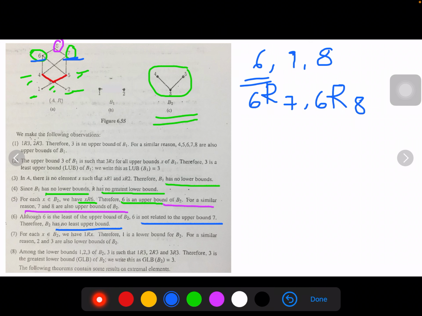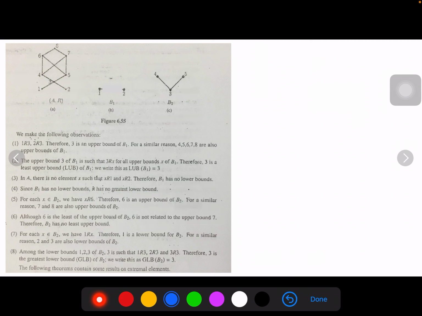Fine. For each x belongs to B2, now we are moving on to lower bounds. So, look at the lower bound concept again with respect to the subset. We have to check all the elements below this. What are all the elements below with respect to the subset? 1 is related to 3, 2 is related to 3, 3 is related to 3 itself. So all are satisfying this condition.